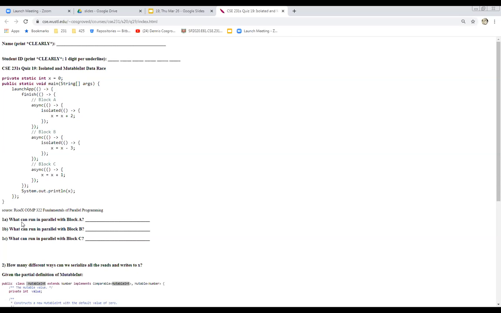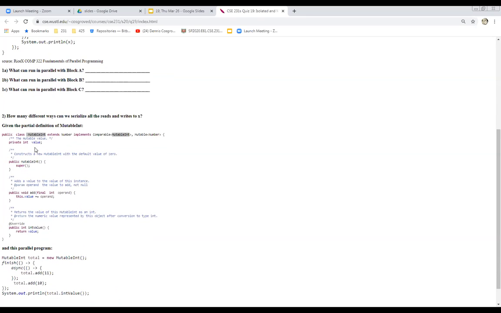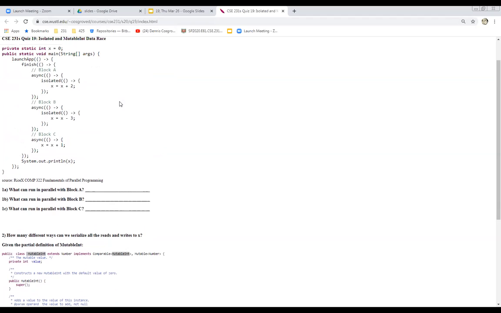So the first question for everybody is, what can run in parallel with A, what can run in parallel with B, and what can run in parallel with C? So like, can B and C run in parallel with A? What can run with each other? And so the next question is going to be from their quiz, which is how many different ways can you serialize the reads and writes to these? The question after that is finding the data races here in MutaPoint. So pause and go through this and get your answers, and we will come back.